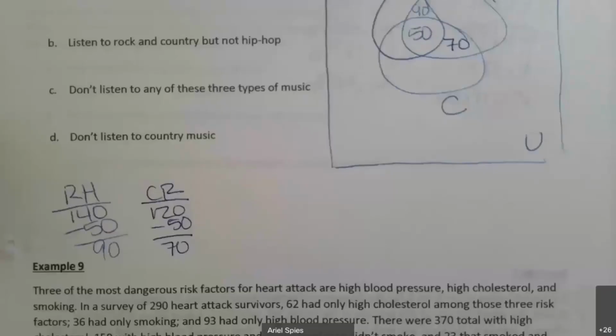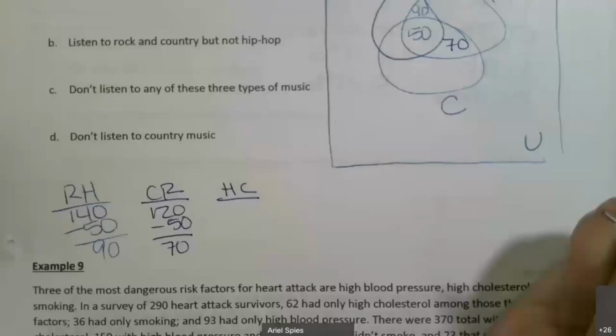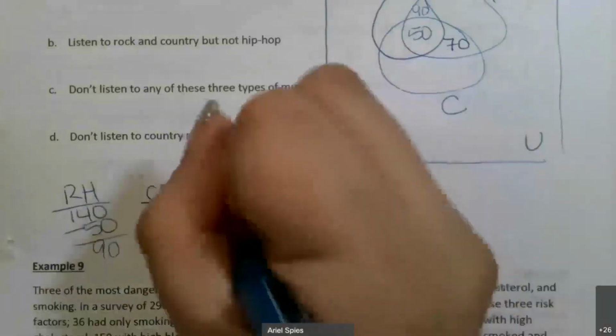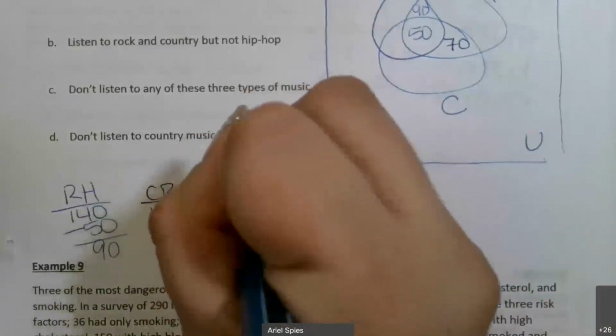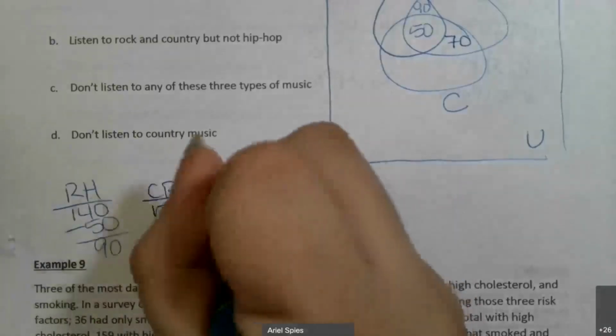Okay, what would you like me to do next? Hip hop and country. How many people did it say listen to both? 80. And then I subtract the 50 again. So 30.